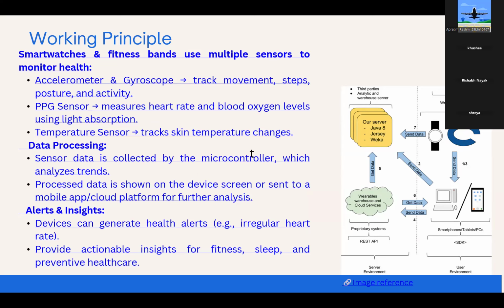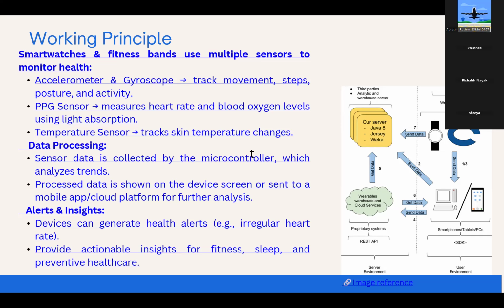Second, data processing. All of this information is collected and processed by a microcontroller inside the device. The raw signals are analyzed to identify patterns and trends, and the processed data is displayed either on the watch screen or synced to a smartphone application for further analysis.